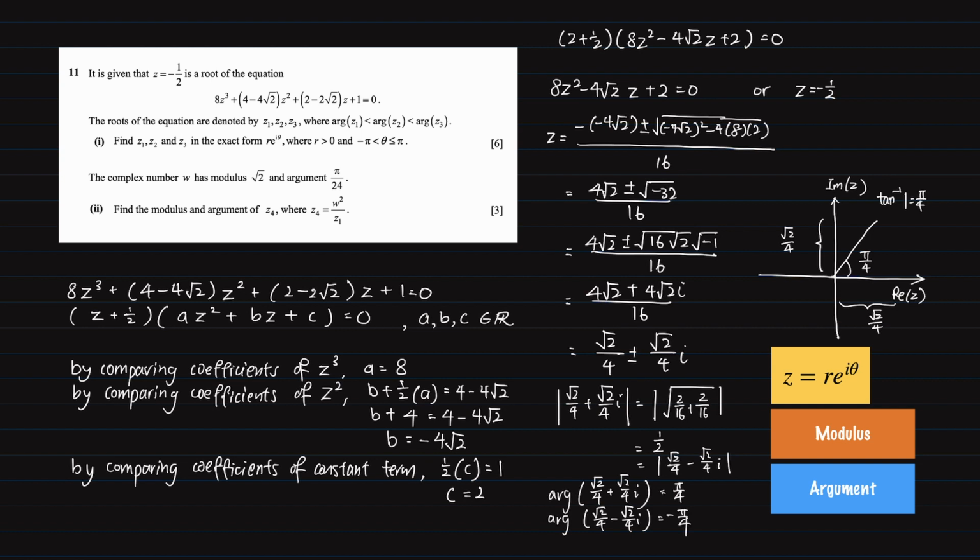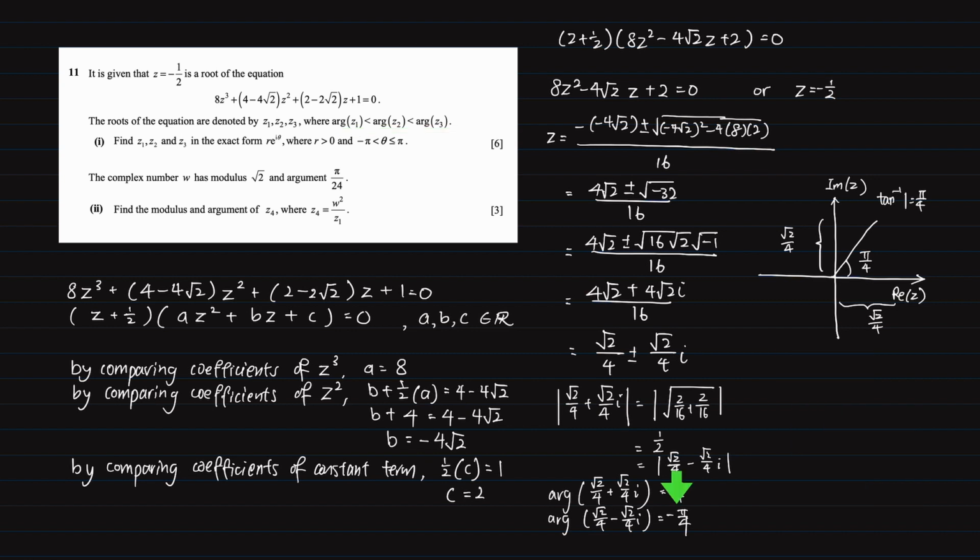You realize in the question that the arguments of z1, z2, z3 are in ascending order. So what we can do is to allocate minus pi over 4, which is the smallest argument, to z1. Therefore z1 equals half e to the power of i multiplied by minus pi over 4. z2 will equal half e to the power of i pi over 4, and z3 equals half e to the power of i pi, because z3 lies on the x-axis. It is a real number. And with this, we have answered the requirements of the question.